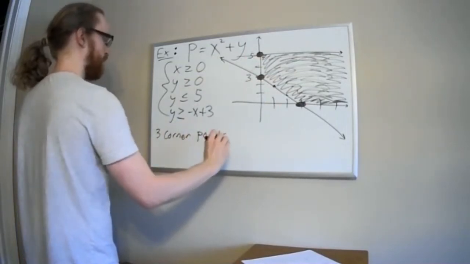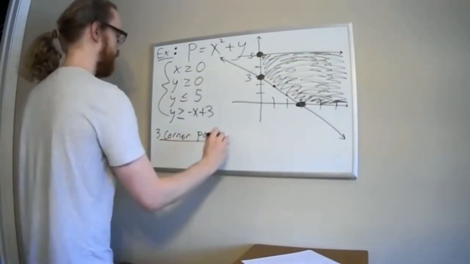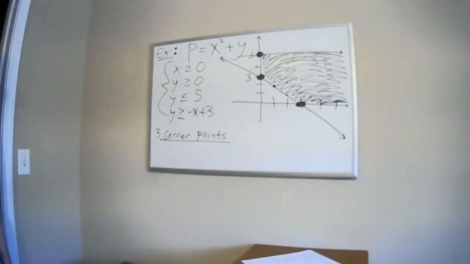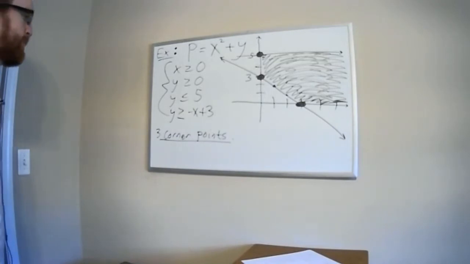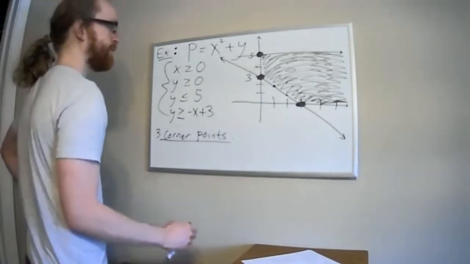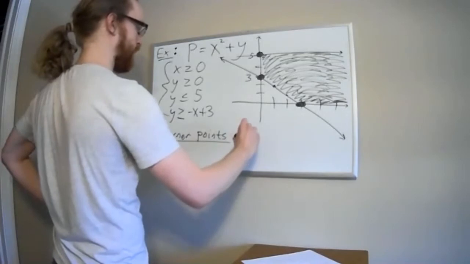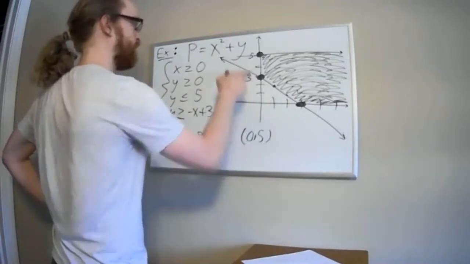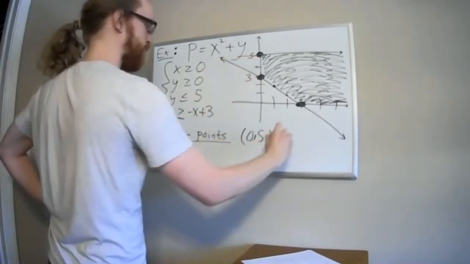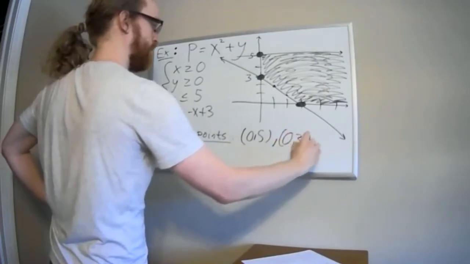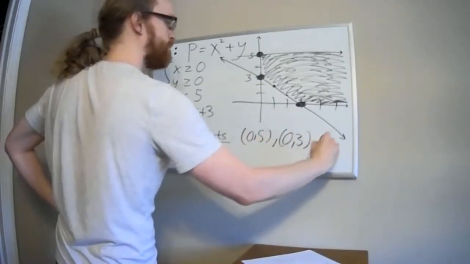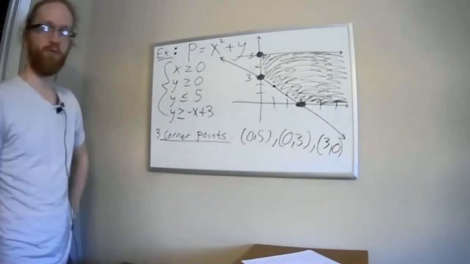And we're sort of in luck this time. Normally I would tell you to set up the systems of equations and solve for them, and you're welcome to do that here as well. But we're actually in a situation where it's pretty easy to tell what they are without having to solve. Our corner points look like 0, 5 for this point, 0, 3 for this one, and 3, 0 for this one. So those are my 3 corner points.